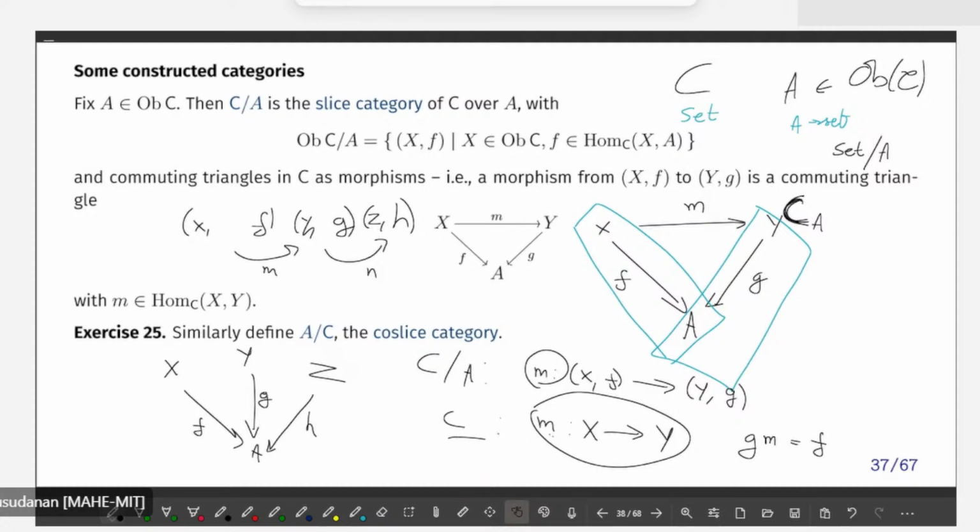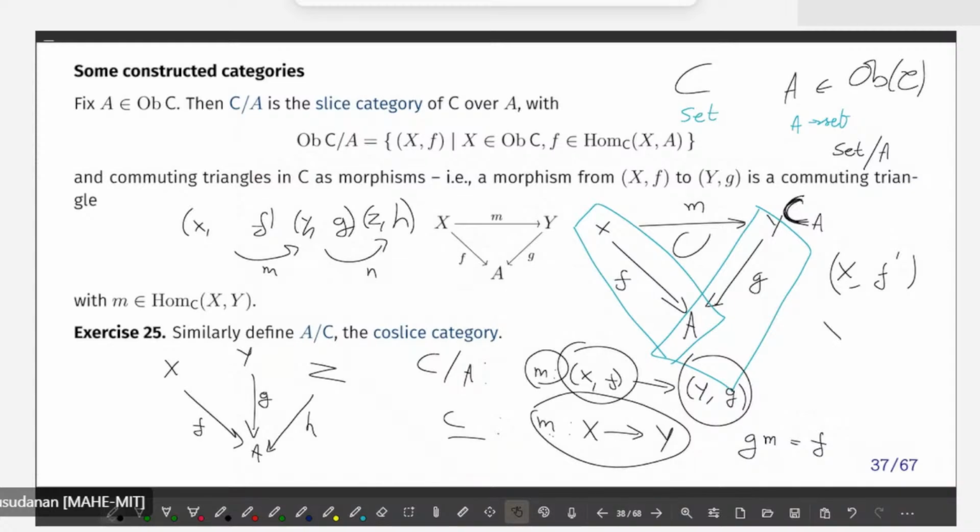Any such morphism that makes this triangle commute. So many. It's not a single one. Any morphism of C such that this diagram commutes is considered to be a morphism from this particular object to this particular one. For example, from X itself in C, there might be some other morphism to A.